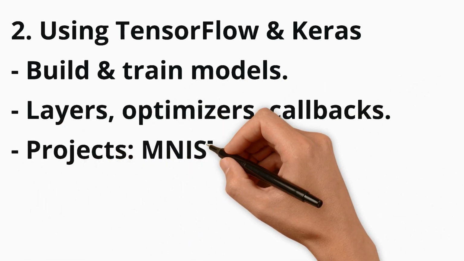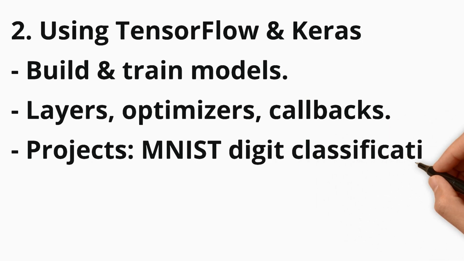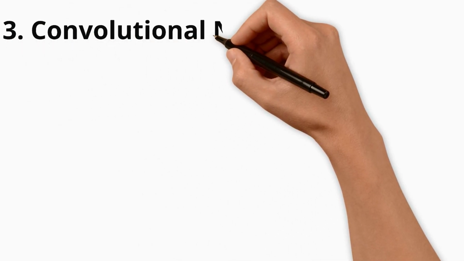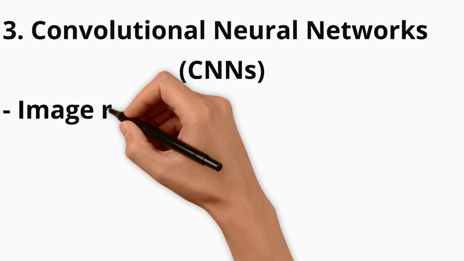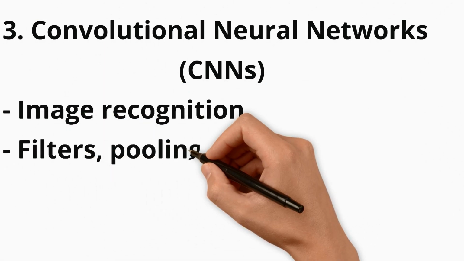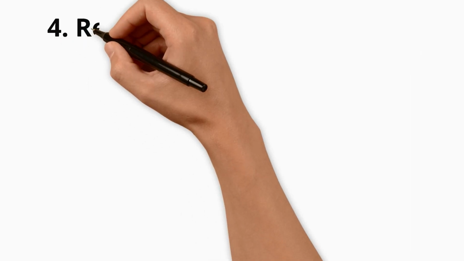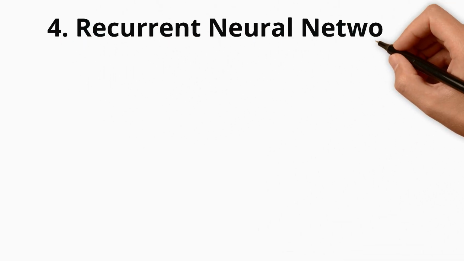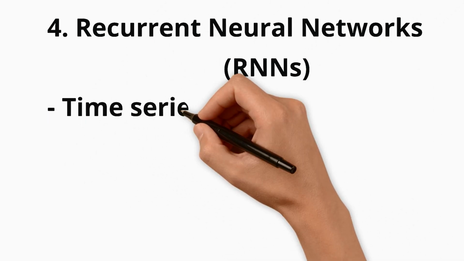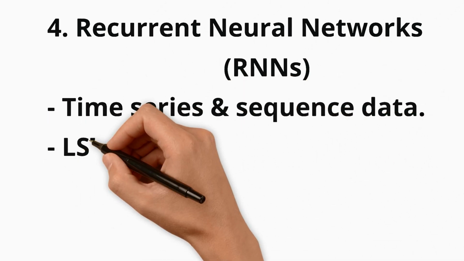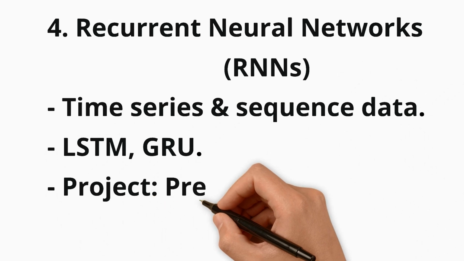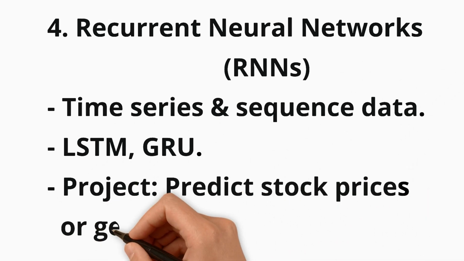Projects, MNIST digit classification. 3. Convolutional neural networks, CNNs. Image recognition. Filters, pooling, dropout. Project, image classifier with CNNs. 4. Recurrent neural networks, RNNs. Time series and sequence data. LSTM, GRU. Project, predict stock prices or generate text.